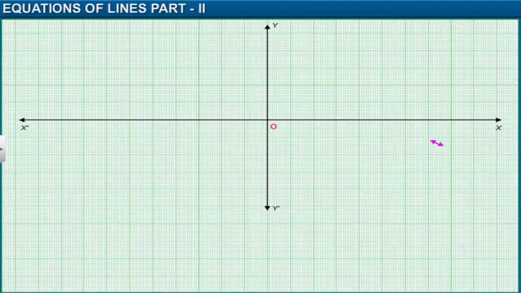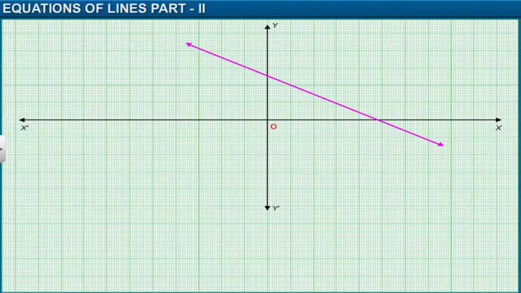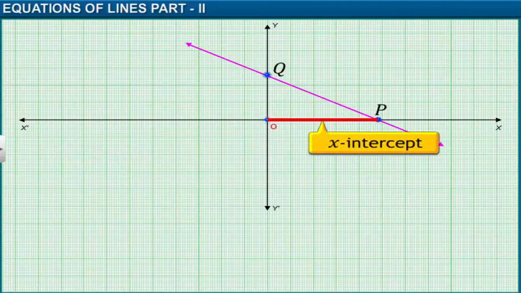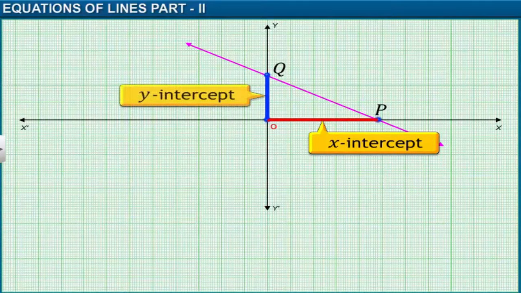Suppose a line intersects the x-axis and the y-axis at two distinct points. Let us denote these points as P and Q, respectively. Then length OP is called the x-intercept of the line, and length OQ is called the y-intercept of the line. Note that if OP is equal to a and OQ is equal to b, then the coordinates of point P are (a, 0), and the coordinates of point Q are (0, b).